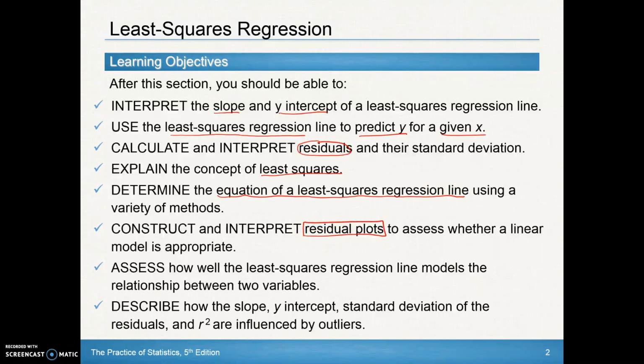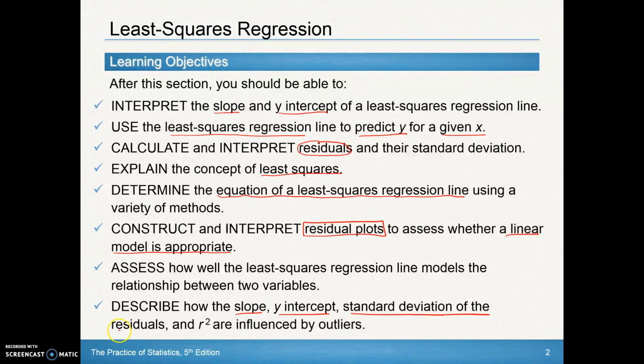So a lot of this stuff is going to be done on the calculator. And with that residual plot, it'll tell us if the data is modeled well by a linear model. We're also going to look at how to assess how well the least squares regression line models the relationship. How good is it?